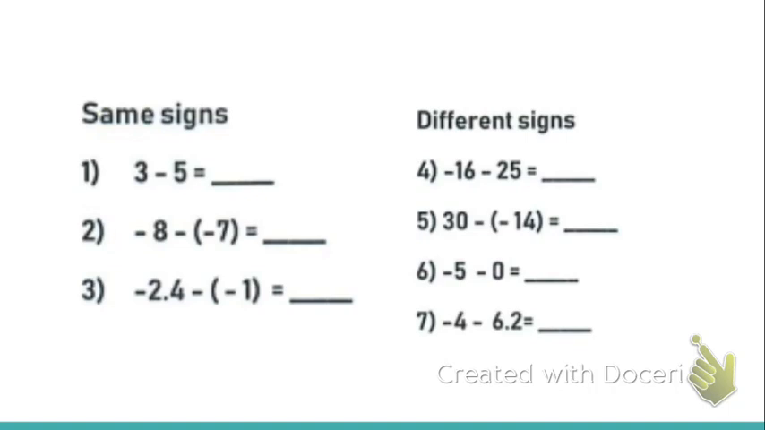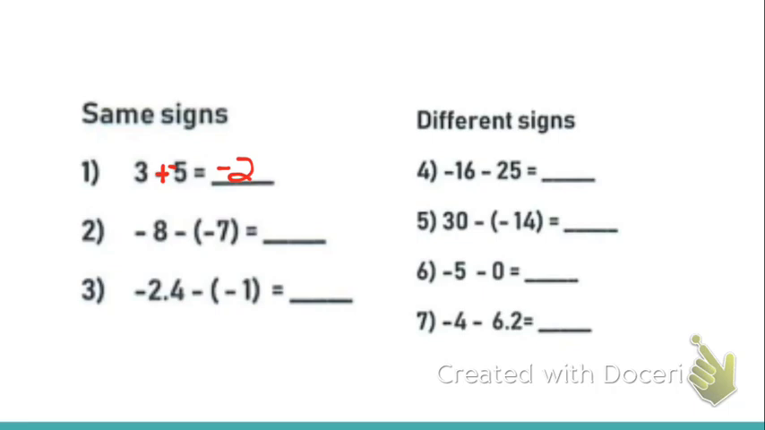All right, so we had 3 minus 5. So we changed that to 3 plus negative 5, right? Different signs. We're going to subtract. 5 minus 3 is 2. And is it positive or negative? Negative. So our answer is negative 2. Raise your hand if you got negative 2 on that one. Okay. All right, next one.